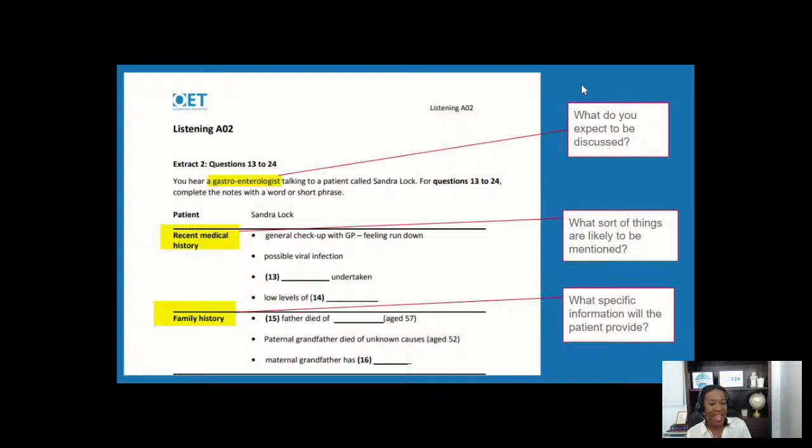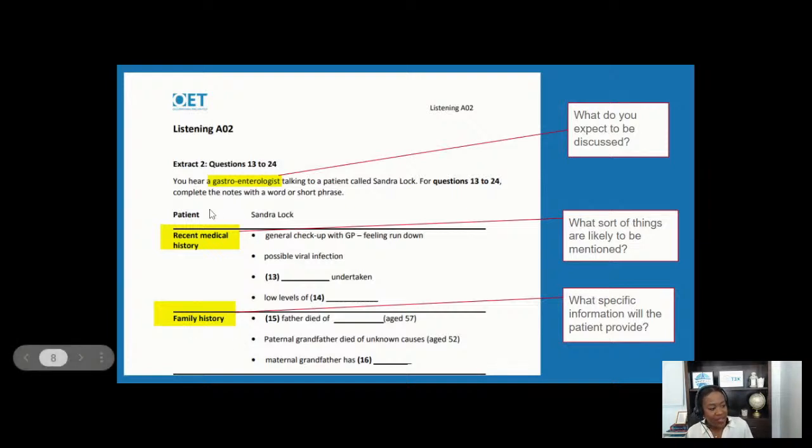Okay, so can anyone tell me what you're going to expect to be discussed if this is a consultation with a gastroenterologist? I'm sure you could all give me a quick answer for that. So, what do you expect to be discussed if this is a conversation with a gastroenterologist? Just in broad, general terms. So, let's see what you can think of here.